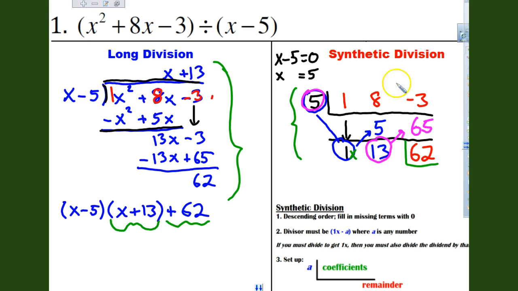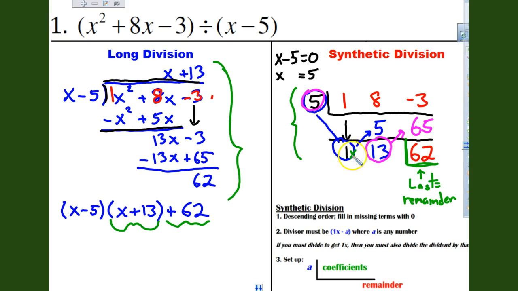You just have to know that this 1 and this 13 stands for 1x plus 13, and that the last number here is always the remainder. So the last is always going to be the remainder. That could be a 0, and that means the remainder is 0. There's no remainder.